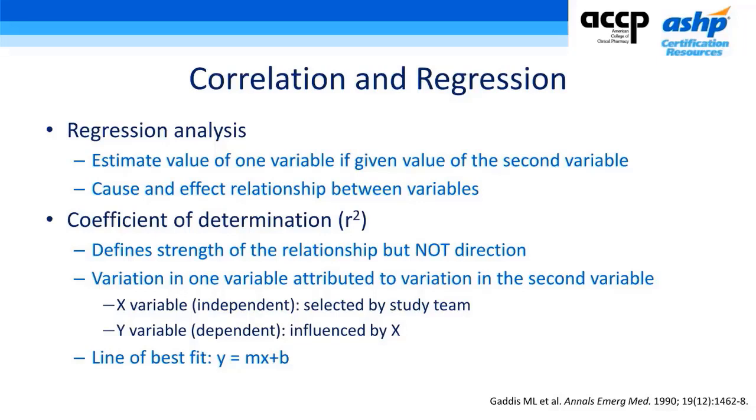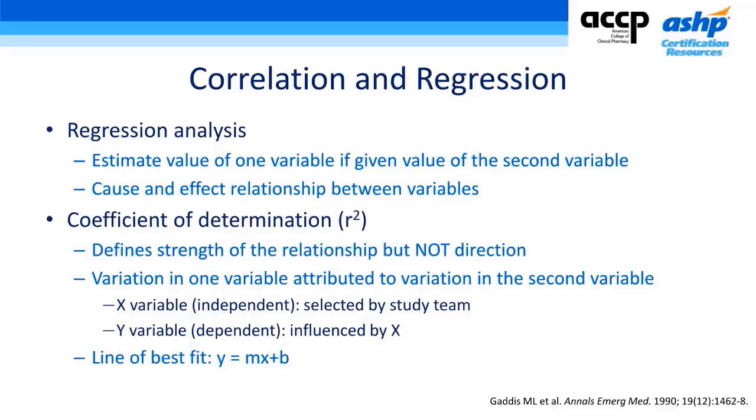the second variable. So we have the X variable, which would be the independent variable, and that's selected by the study team. And then you have the Y variable, which would be the dependent variable, and that is influenced by the X variable. And then you can draw a line of best fit, which equals Y equals MX plus B, where Y is your Y value, X is your X value, M is the slope of the line, and B is the intercept of that line.